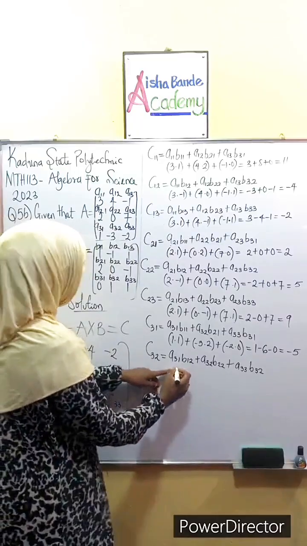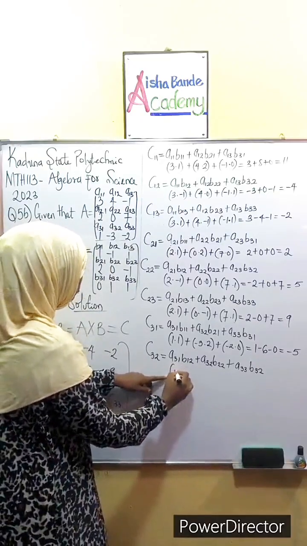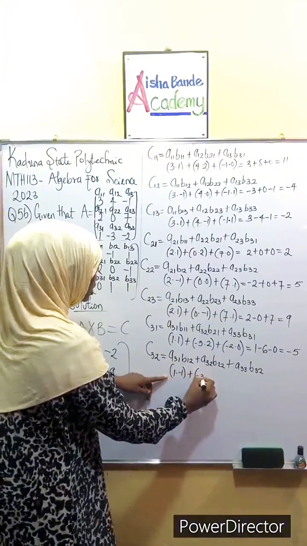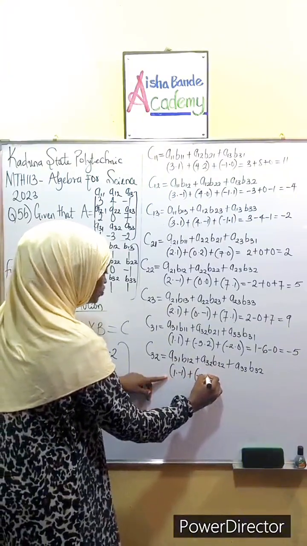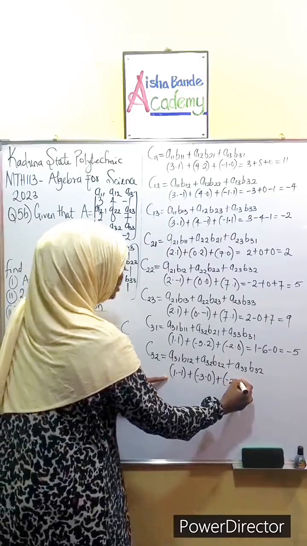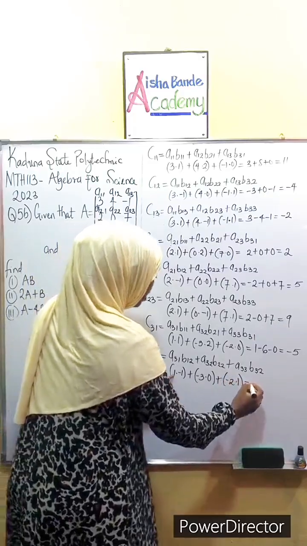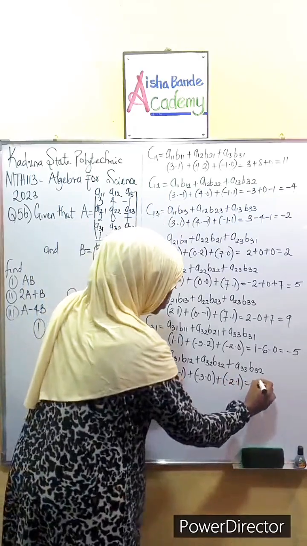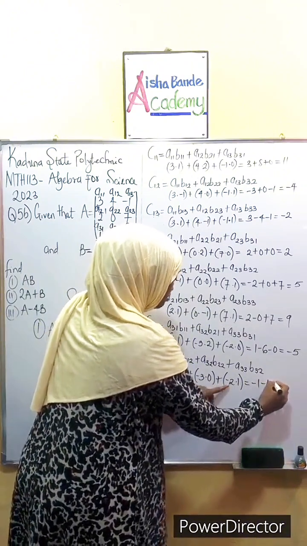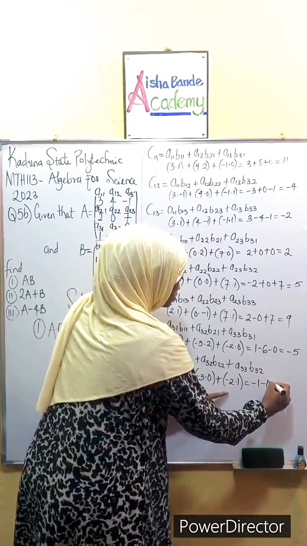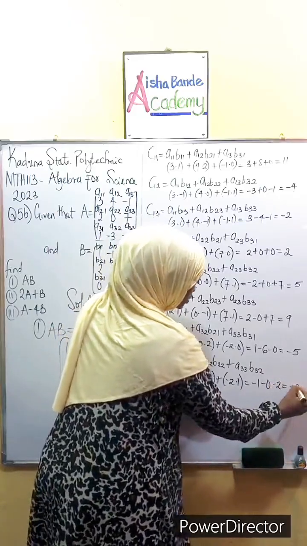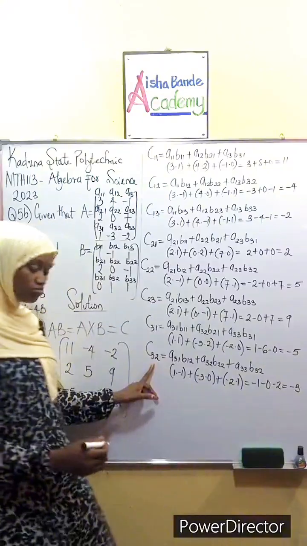So let's substitute. Here we have 1 multiplied by minus 1, plus minus 3 multiplied by 0, plus minus 2 multiplied by 1. So simplifying, 1 times minus 1 here is minus 1. Then minus 3 times 0 is 0, so we have minus 0. Then minus 2 times 1 is minus 2; plus times minus is minus 2. So minus 1 minus 0 minus 2 gives us minus 3. So C32 is minus 3.